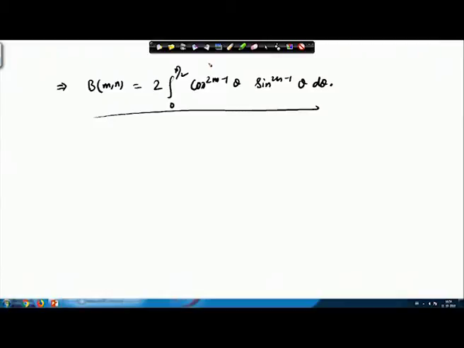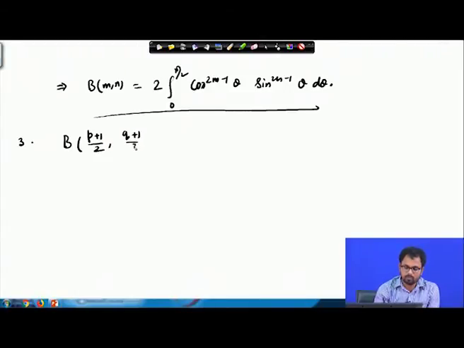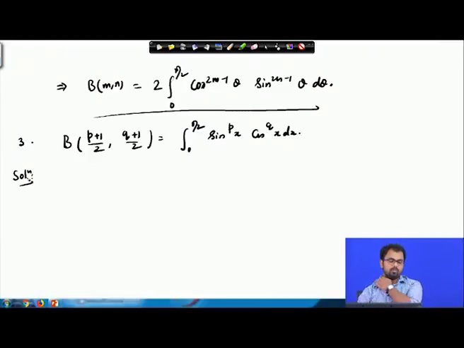Now, we can also write the next property. So, property 3: beta of (p plus 1)/2 comma (q plus 1)/2 equals integral from 0 to pi by 2 sine to the power p x and cos to the power q x dx. We will need these properties to solve some examples. So, let us see how we can prove it.